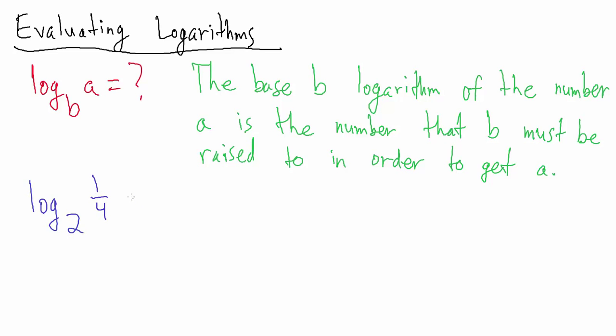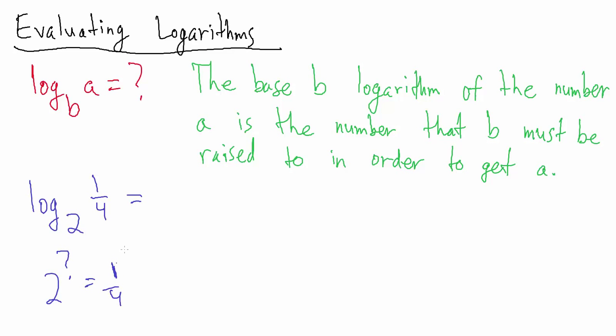So that's a little trickier, right? Because we have the 1/4 here. It still makes sense to talk about this, it's just a little trickier. So the base 2 logarithm of the number 1/4 is the number that 2 must be raised to in order to get 1/4. So in other words, 2 to what equals 1/4?